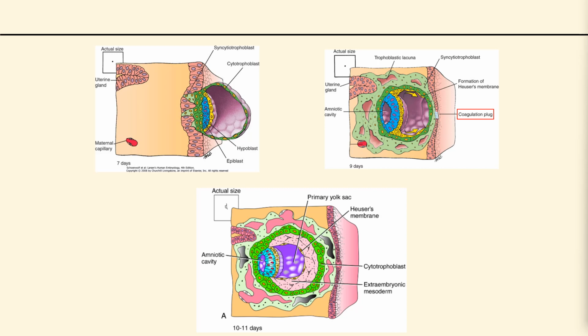If we look at days 10 and 11, we can see some more structures have begun to develop. Our primary yolk sac has formed from the hypoblast layer, and the amniotic cavity in the epiblast layer has also enlarged. The trophoblastic lacunae have started to enlarge and bleed into each other. Within the layer of the cytotrophoblasts in the neon green, we can see the formation of extraembryonic mesoderm, which has begun to envelop the entire embryo. We can see the syncytiotrophoblasts have degraded the wall of the maternal capillaries, allowing the blood to pool into those lacunae.